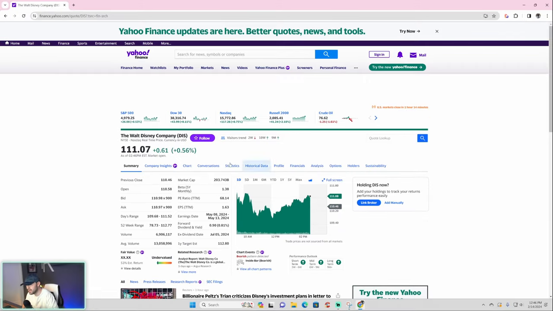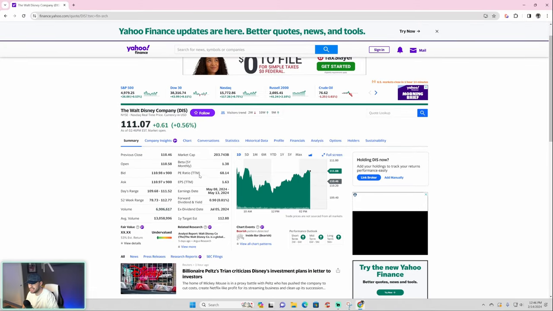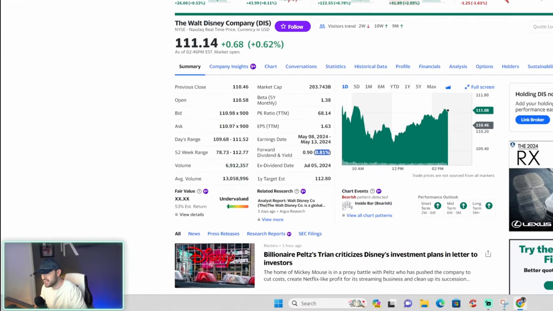Now, when I load this up, it's going to give you an idea of the overall summary of the stock, from its market cap to its earnings date to its dividend, all sorts of different stuff. And I don't really look at too much of this. I've got to be honest, I barely read any of this, but what I definitely do is look at this number: what is the dividend yield?